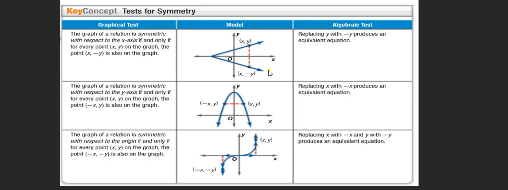overlap one another. Also, look at the y values. If (x, y) is on the graph, then the opposite of y, which is negative y, (x, negative y), will also be on the graph. Algebraically, if you replace y with negative y, you still have the same equation.